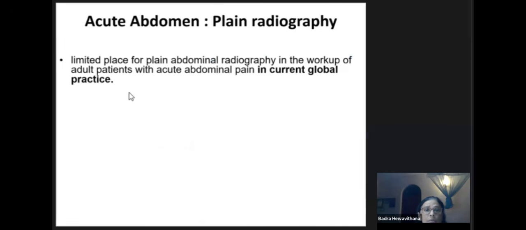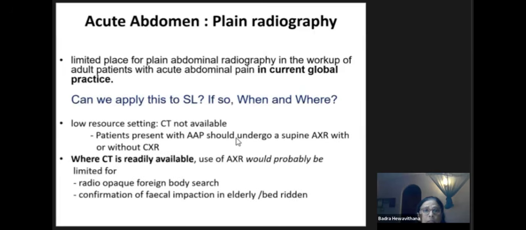So again, what is the role of plain radiography? Limited place for abdominal X-ray in the workup of adult patients with acute abdominal pain in current global practice. Though in our hospital, we do about 10 to 15 abdominal X-rays a day. At the same time, we do about 5 to 6 CT abdomen. So you can see the application of it, but the current global trend is now strongly declining. So can we apply this to Sri Lanka? I'm posing this question. If so, when and where?